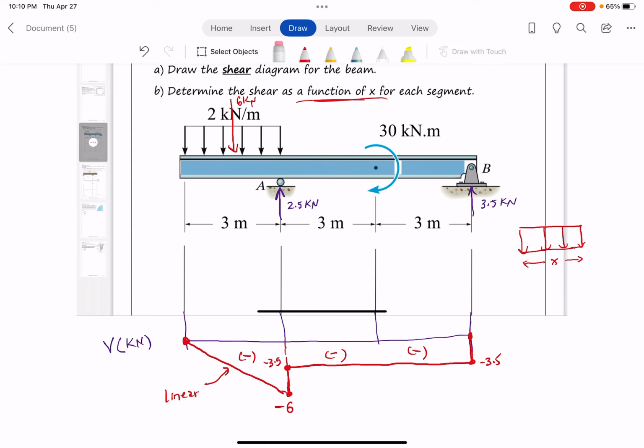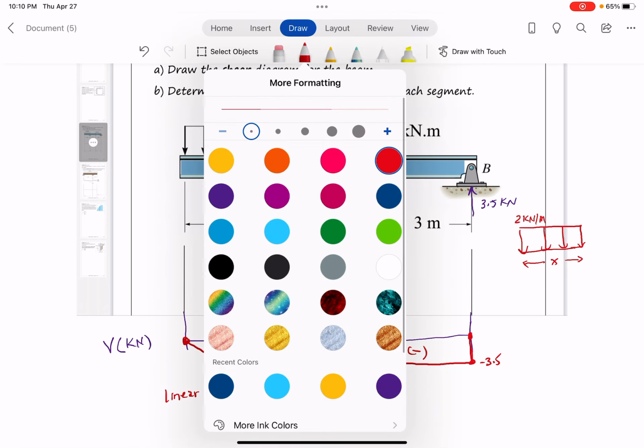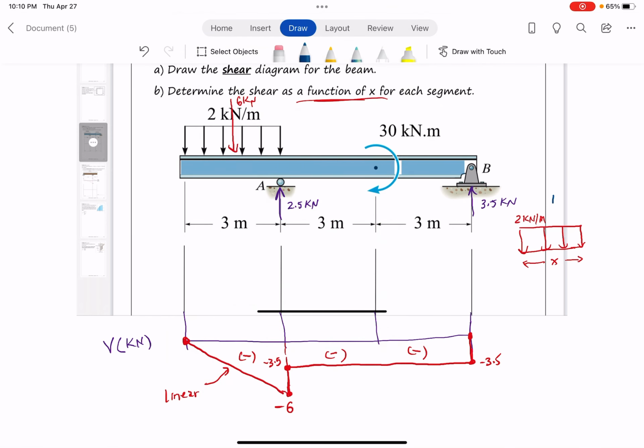So the load is still constant. It is still uniform. So it is 2 kilonewton per meter. If you multiply the uniform load times x, that would give you a point load, 2 times x, because the distance is x, that the cut that I did. This is 2 kilonewton times x.